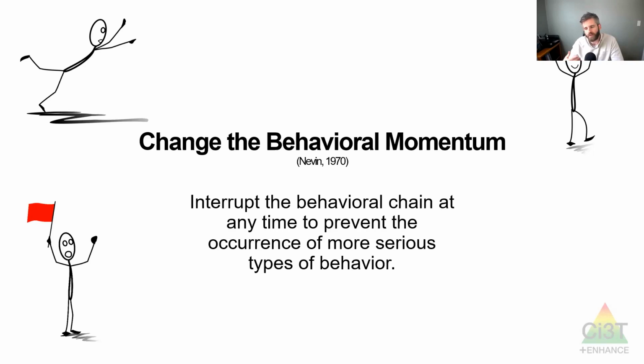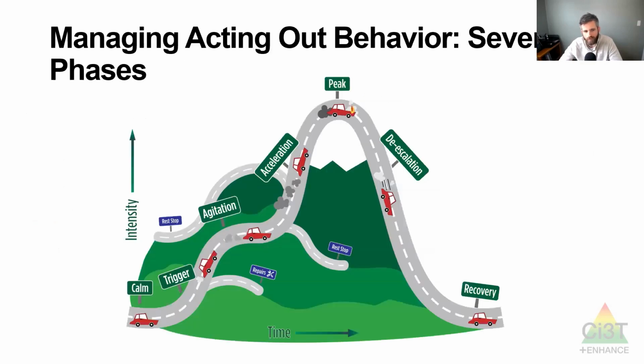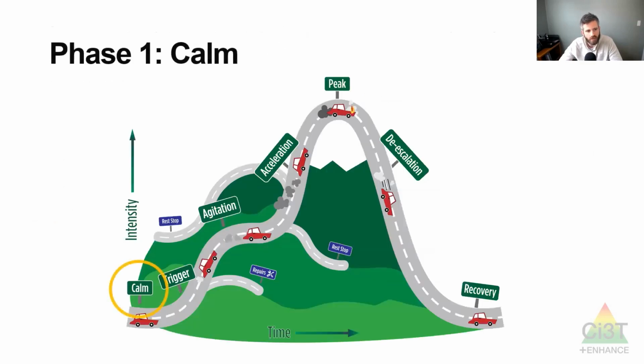And so if we can be really prevention minded and catch things early in the cycle, we stand a much better chance of interrupting the cycle, because there's just less momentum at that stage. So let's jump into the actual stages of the acting out cycle. As I mentioned, there are seven stages, and we'll go through each one of them. So the first stage is calm.